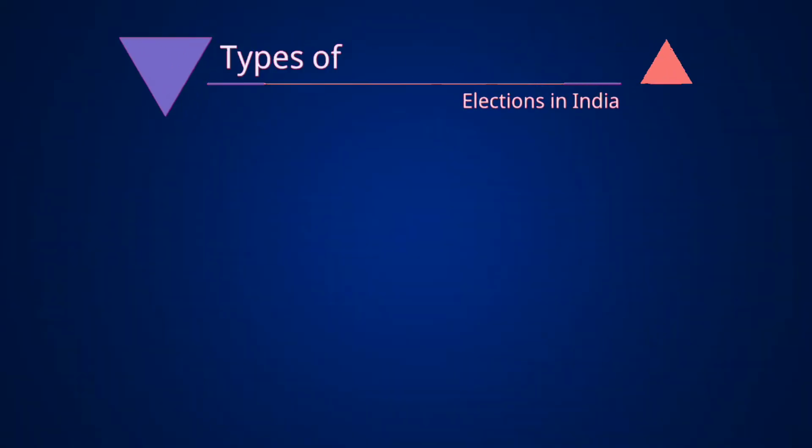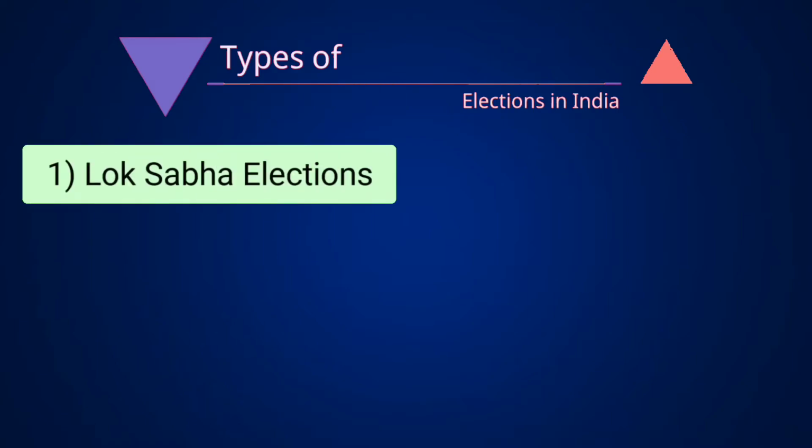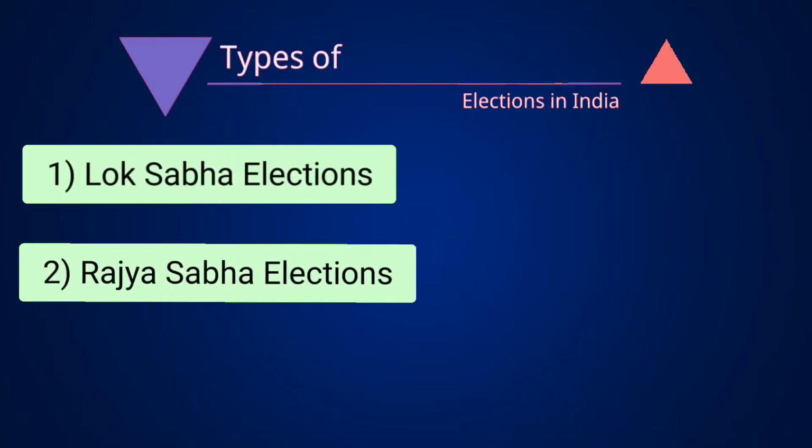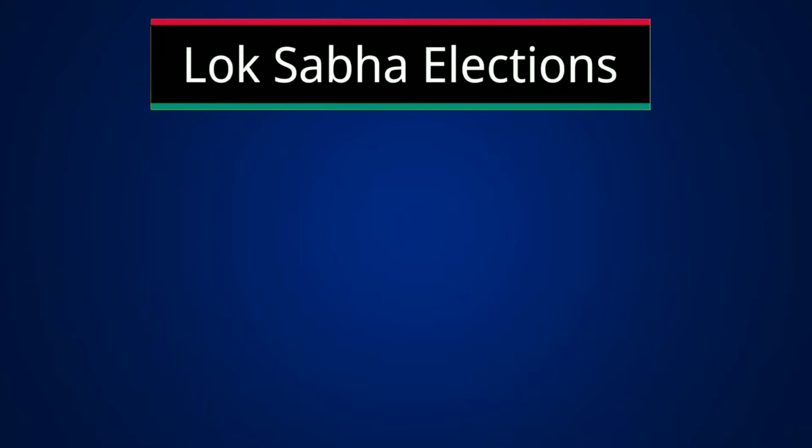Guys, there are mainly three types of elections in our country: the general elections, that is the Lok Sabha elections, the Rajya Sabha elections, and the Vidhan Sabha elections or the state assembly elections. First, let's talk about the Lok Sabha elections.